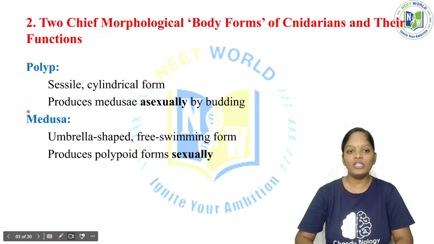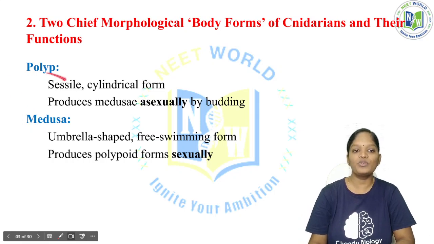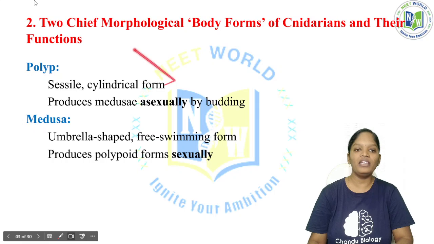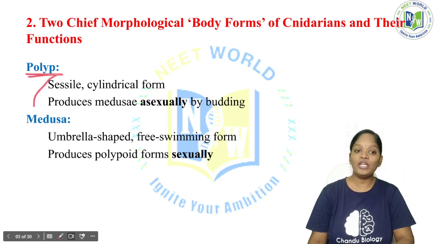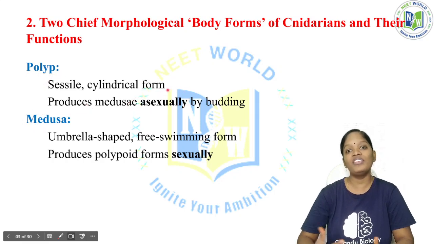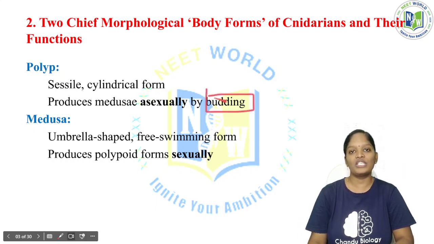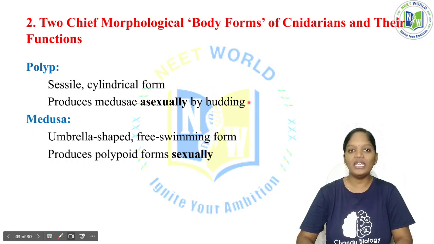You should know that the polyp is sessile, which is sedentary in nature, which can't move from one place to another. It has to be attached to the substratum. That is what sessile means. And it is cylindrical in form, so the shape of the polyp will be cylindrical. This polyp is the one producing the medusa by asexual reproduction. We have different types of asexual reproduction, and the polyp produces the medusa by budding.